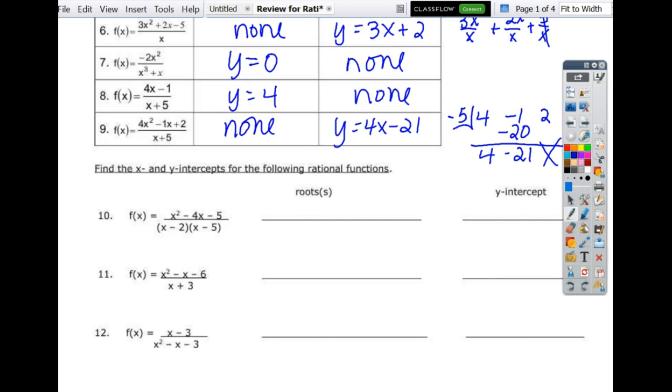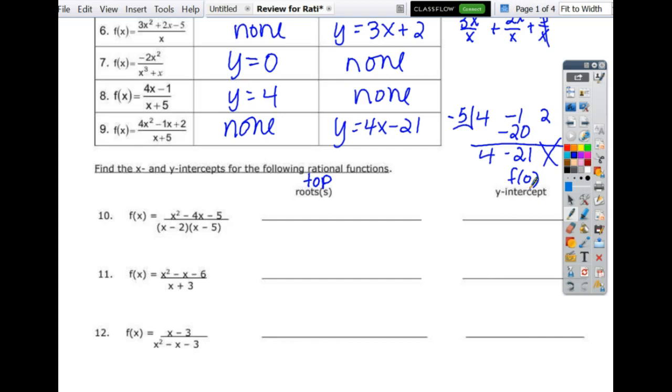So next, I want the roots and the y-intercepts. Where did the roots come from? This is the top, and the y-intercept is f of 0. And this comes after you reduce. You have to reduce first. So that means I have to factor before I do this.